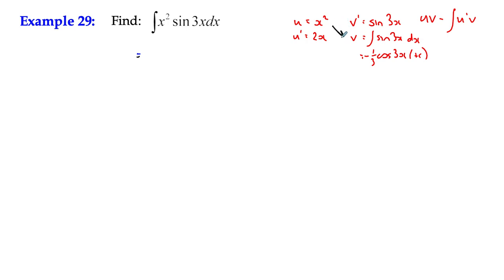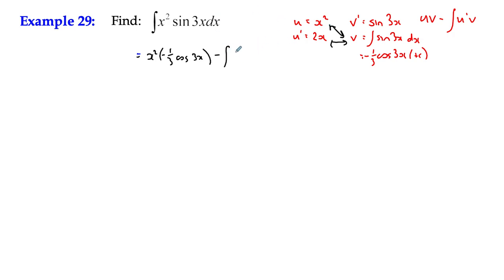Using the integration by parts rule, formula, call it what you want, we're going to have u times v, which is x squared times negative a third cos 3x, minus the integral of u dash v. When I set it out like this with u and u dash underneath, v dash and v, there's also a positional pattern that I use: the top left, bottom right, diagonal, and then the bottom two across the way.